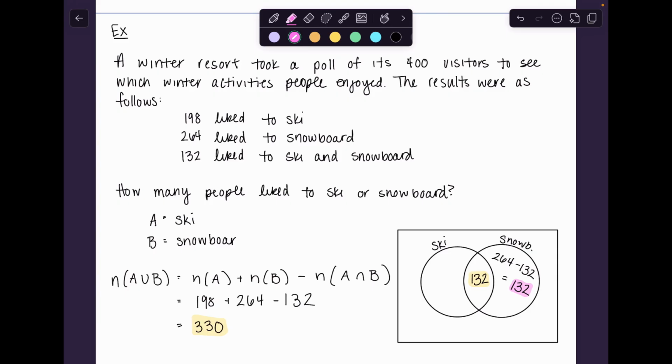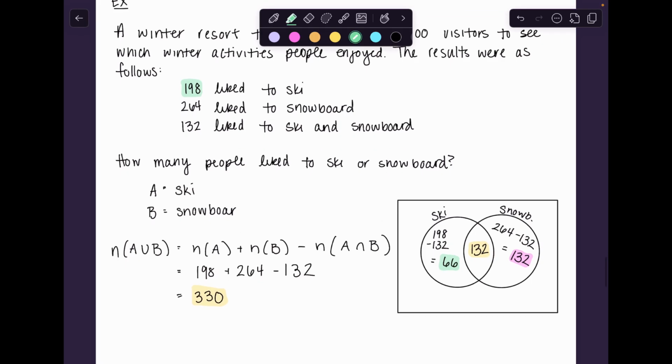Okay. Then I do the same thing with this 198. 198 is the entire ski circle, and I've placed 132 in the middle. So from that total amount, I need to account for that. So the number of people that just like to ski is 66. Okay. And now if I want to see the number of people that like to ski or snowboard, I just go ahead and add these three together, and it should give me the exact same thing.